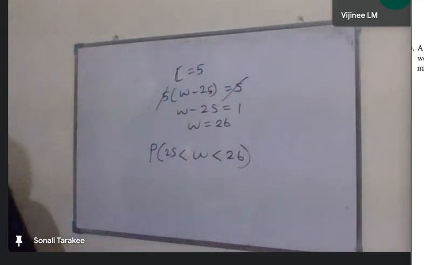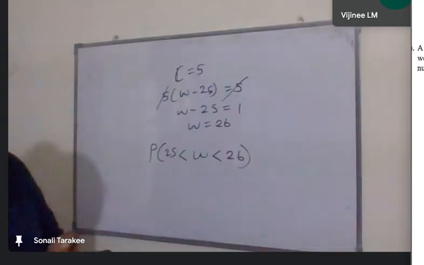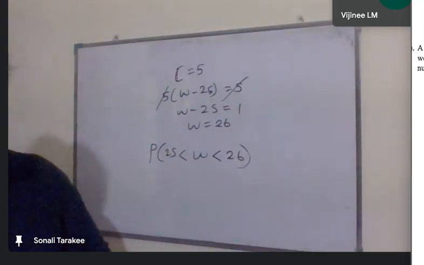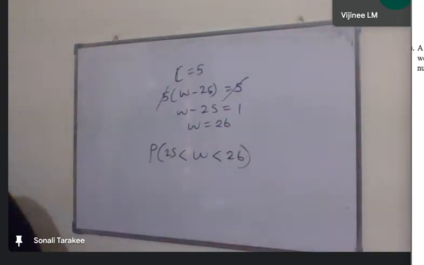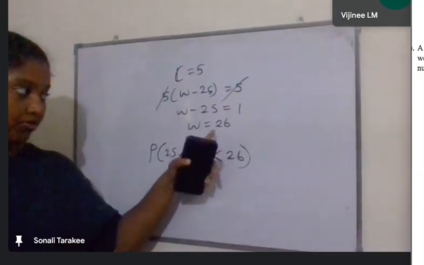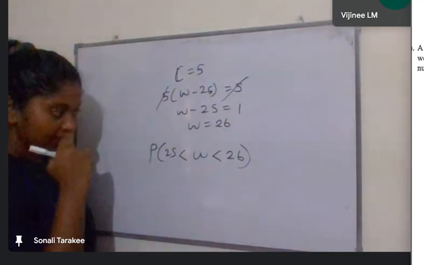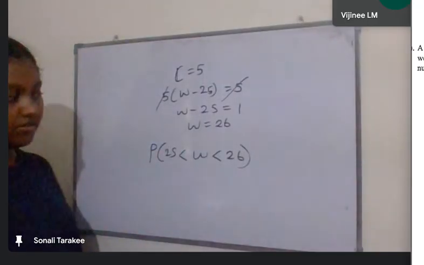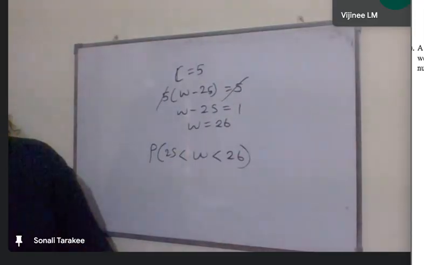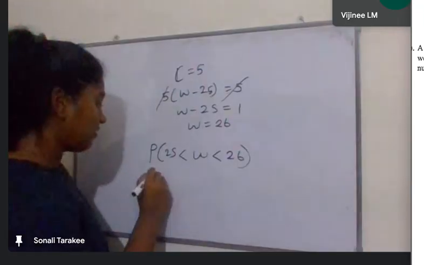Why? Because in the question it says, in the first part, all fractions of a kilogram are rounded up to the next whole number. So in that scenario, we have to consider this one. If W equals 26, it should be between 25 and 26. That's the probability. Then we have to calculate the Z value.